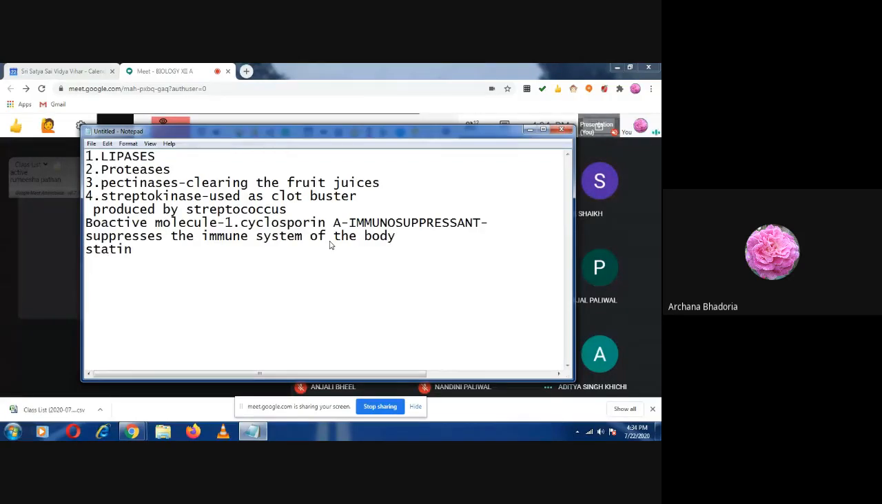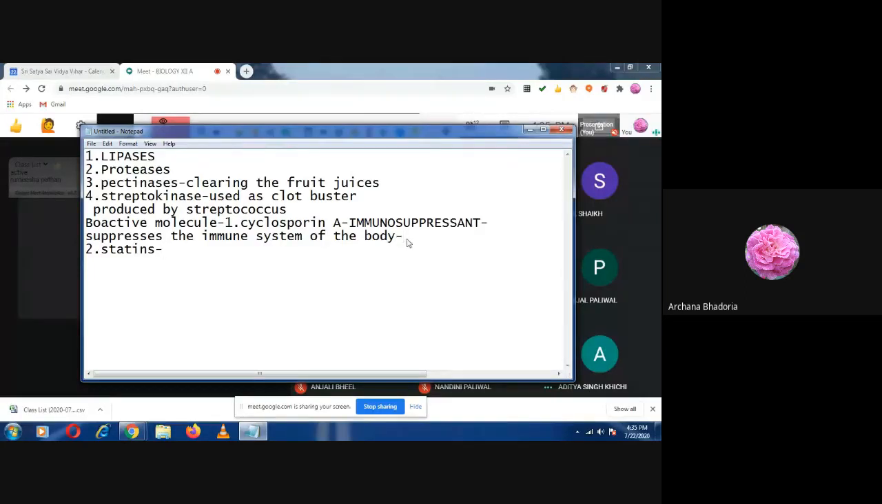Remember, the second bioactive molecule which you have to remember is statin. Now, the word statin itself comes from static, meaning stable. Okay, and about cyclosporin A, do you remember the name of the organism that I missed?